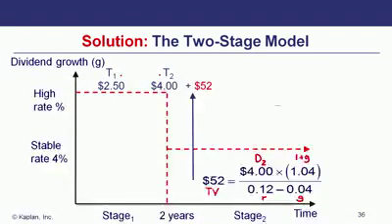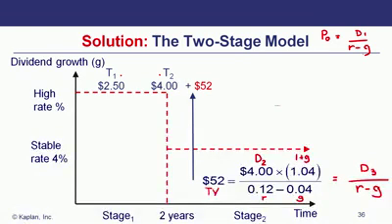Well, look at the formula. I've put D2 times 1 plus g on the top, which means D2 times 1 plus g is D3. So I've taken D3 over r minus g. That will give me a terminal value at time 2. Remember our standard example of the Gordon growth model when we met the formula first? It was P0 is D1 over r minus g.